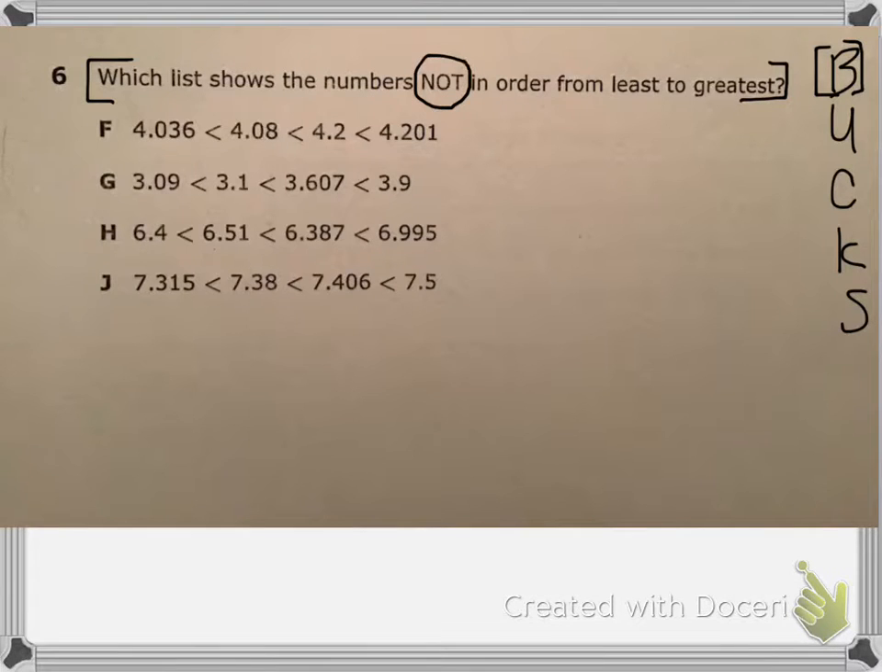Not, I'm going to circle it. I know it's not a number, but it is super, super important. And we're looking for least to greatest. There is no operation to use for this, but we want a false statement. So I'm going to write false because that's what we're looking for, not a true statement. So we need to find one that is not ordered least to greatest.